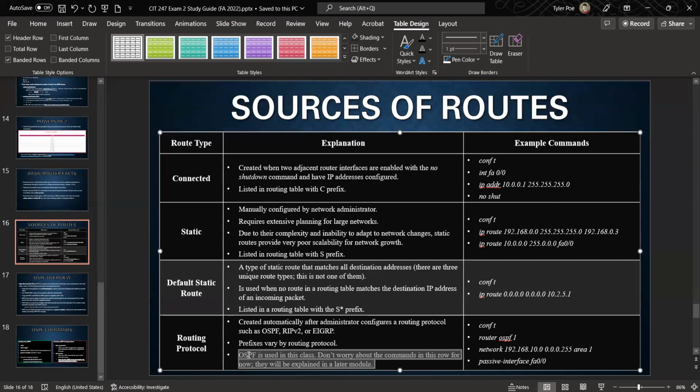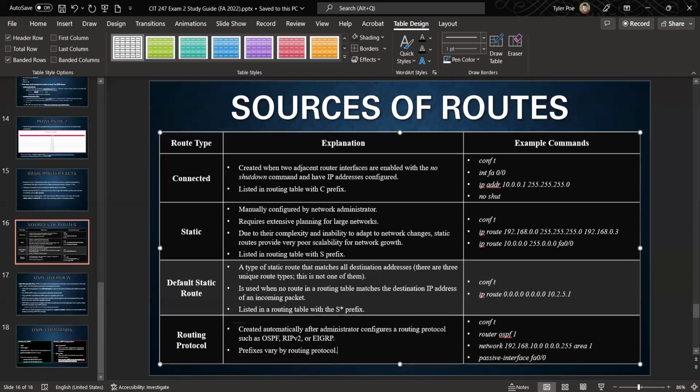Let's remove that. We've already learned that stuff. Okay, there we go. So conf t, router ospf 1. This is how you configure OSPF. You go into global configuration mode, you go router ospf 1. So you have the subnet ID, you have the wildcard mask that goes with it, you just put area 1, and then you create your passive interface.